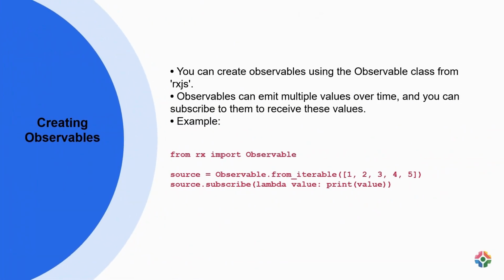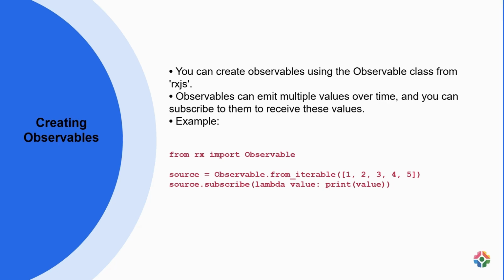Observables in rxjs are created using the Observable class. They emit multiple values over time, and by subscribing to them, you can receive these emitted values. For instance, in Python, you can use the Observable class to create an observable that emits values 1, 2, 3, 4, 5 using fromIterable method. Subsequently, by subscribing to this observable and providing a lambda function, you can print each emitted value when executed.